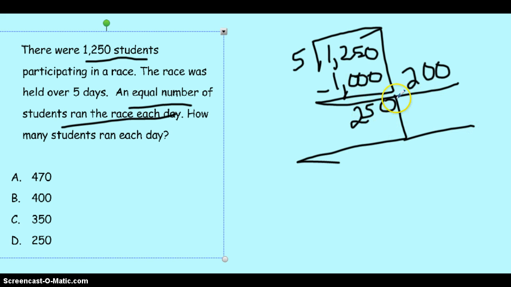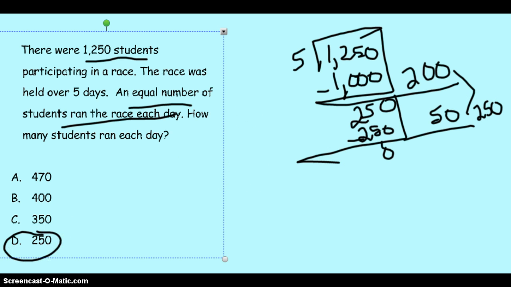Okay, so now I want to group. I can't do another 100, but I'm going to drive 50. 5 times 5 is 25, so how about that? So that's a compatible number. So I don't have any students left, and together this is 250 students. So the answer would be D.